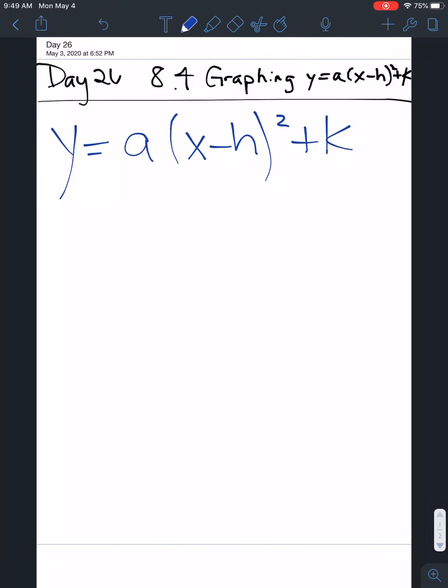Today we're going to be going over section 8.4, which is all on graphing the function shown.